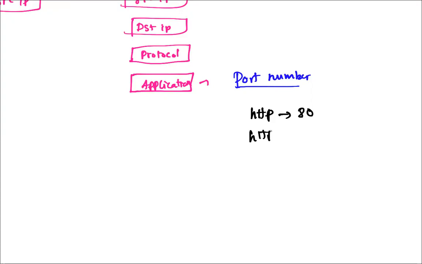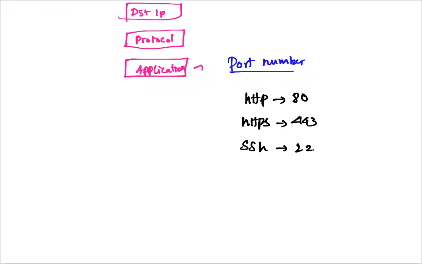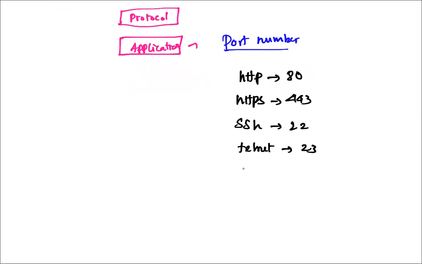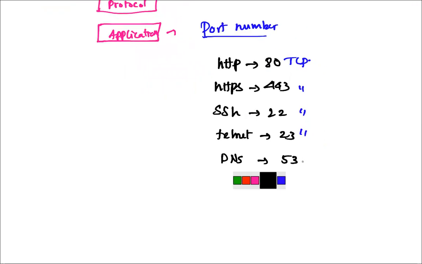And you know HTTPS, right? HTTPS is another web service, another application, with the number 443. And SSH has 22, and then Telnet has 23. DNS has 53. And these are TCP. All of these are TCP, but DNS is UDP.